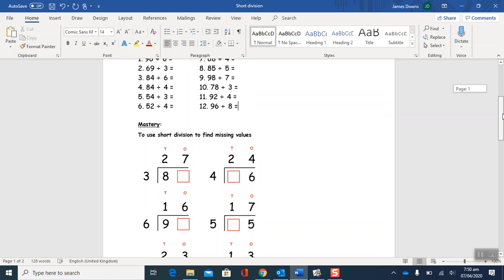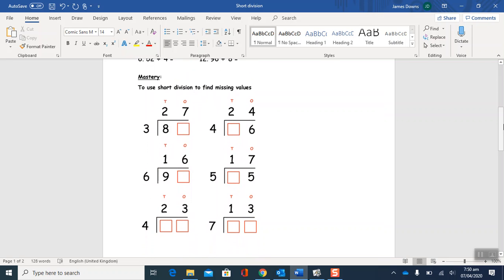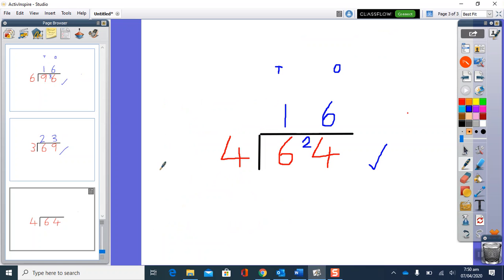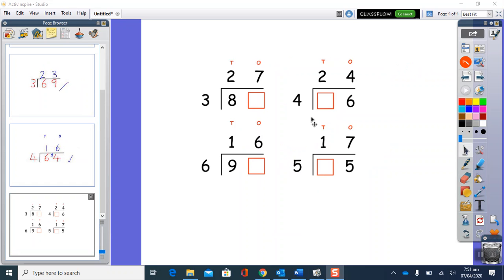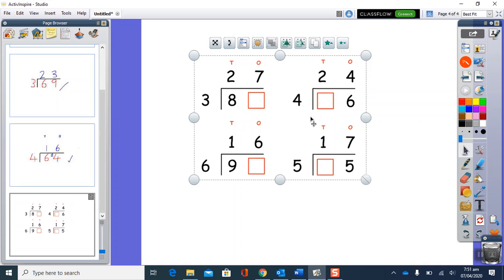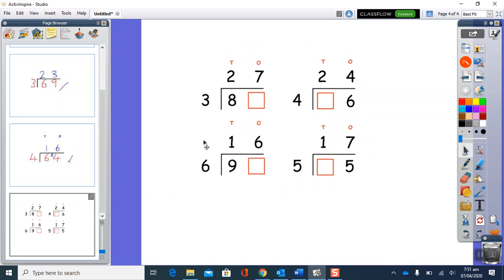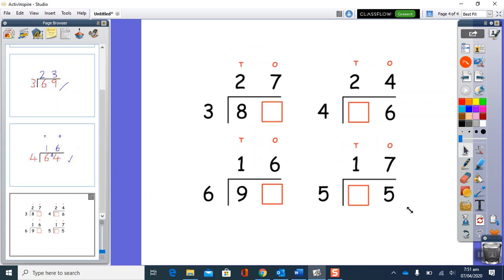Now, if you finish those and you're looking for a bit more of a challenge, then I've put some what we call mastery questions here. So now you're going to use short division to find the missing values. I'm going to take the first couple here, copy them, and do an example for you. You can see some of the questions here. I'll make it just a little bit bigger.